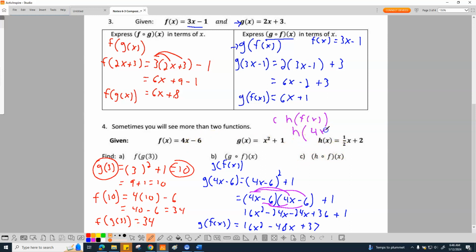So I'm going to shove f of x into it equals, my original h of x is 1/2, and then instead of that x, I'm going to write parentheses. Don't forget those parentheses. And what goes in it? 4x minus 6. So that's the setup for that one. I don't want to do very much more on that. You get the basics.